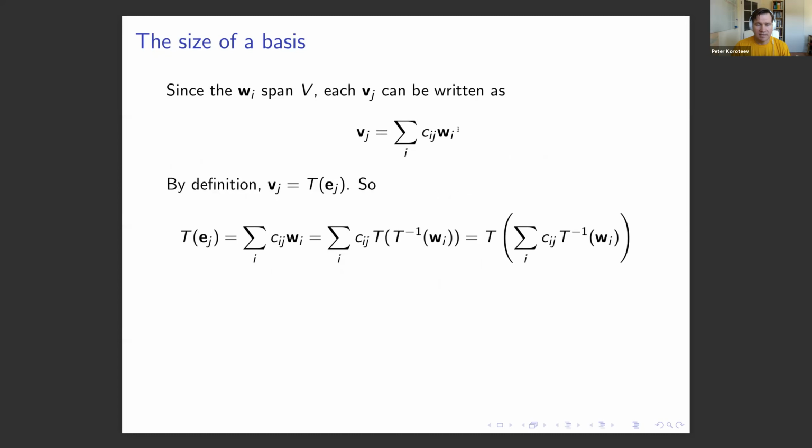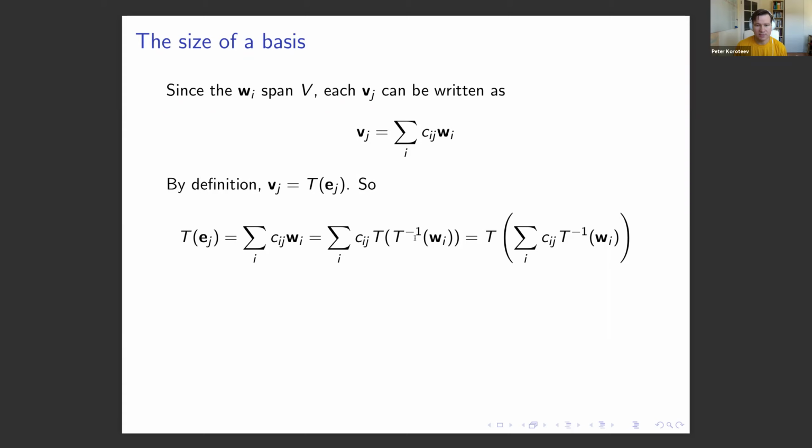Now, since the W's span big V, each vector Vj can be written as a linear combination of the Wi's for every j. Now, remember that by definition, if you act with the transformation T on the basis vectors Ej, we get Vj. So we can write T of Ej as follows. T of Ej is equal to this combination, and then we can substitute for Wi like this, right? So it's a trivial transformation.